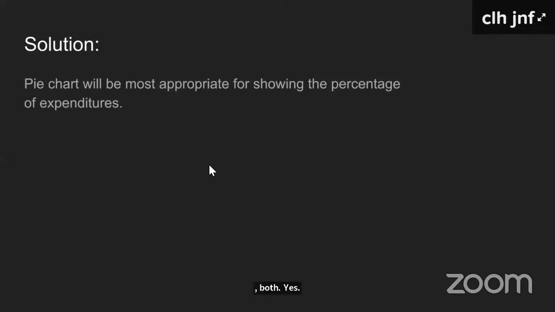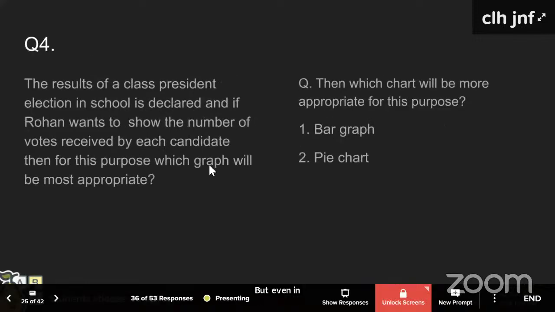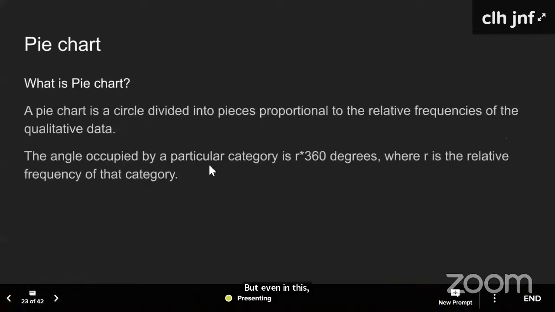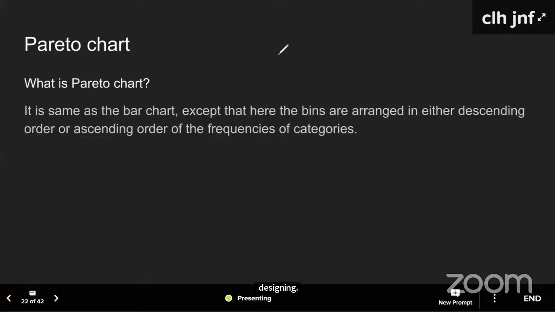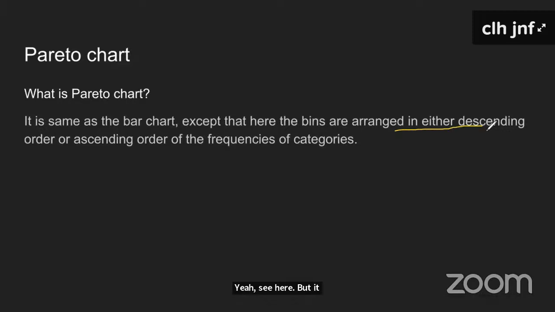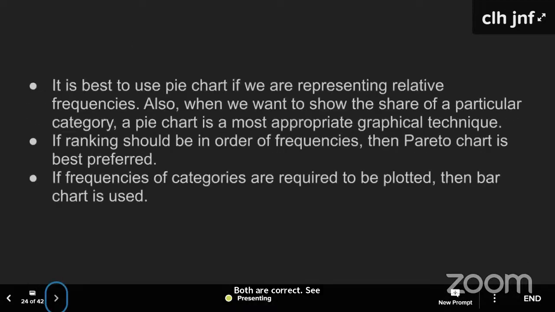Even ma'am in her lecture told it is ascending or descending. Even in this presentation, I said it is either ascending or descending. See here, in a Pareto chart, bins are arranged in either ascending or descending order. Both are correct, no problem. It's better to clear it if you have a doubt.